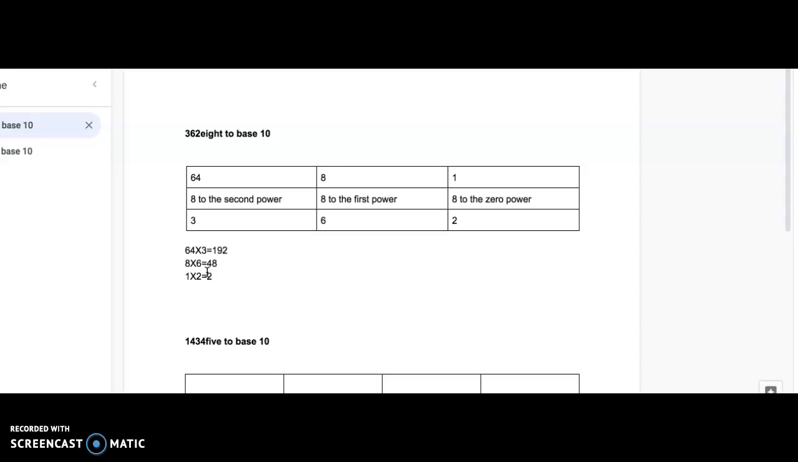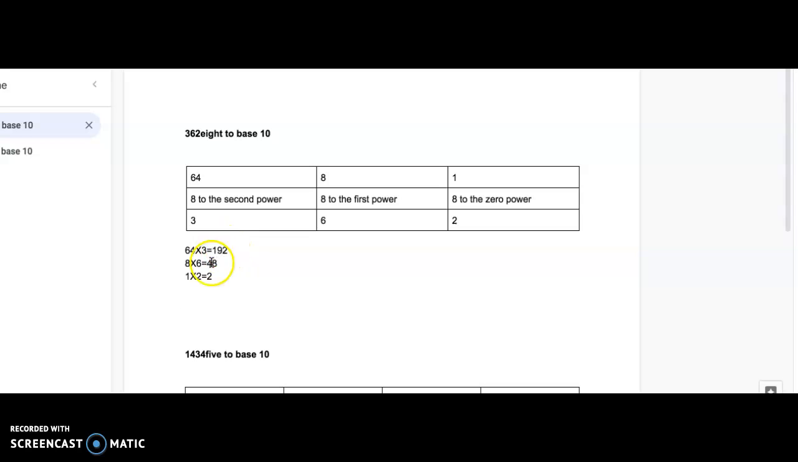Now we are going to add up these three products together. So 192 plus 48 plus 2. And when you add all these up, you get 242. And now we are in base 10. So your answer is 242 base 10.